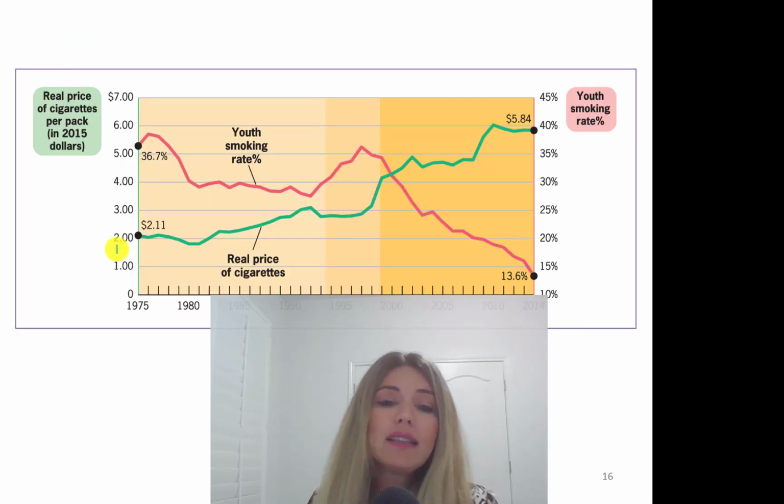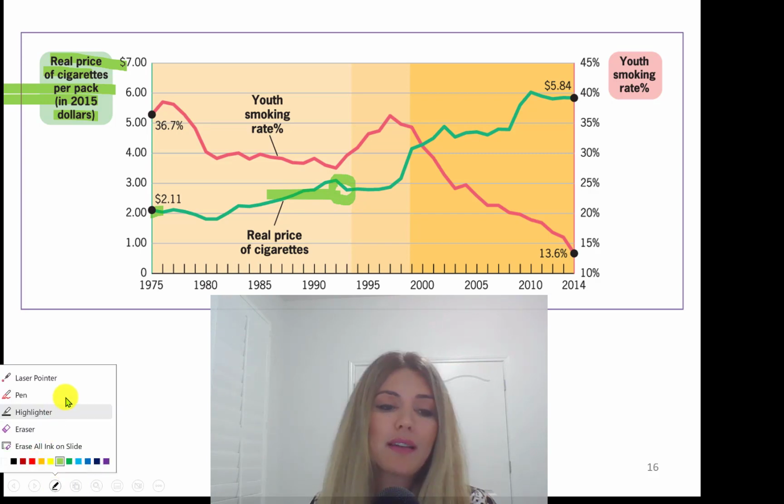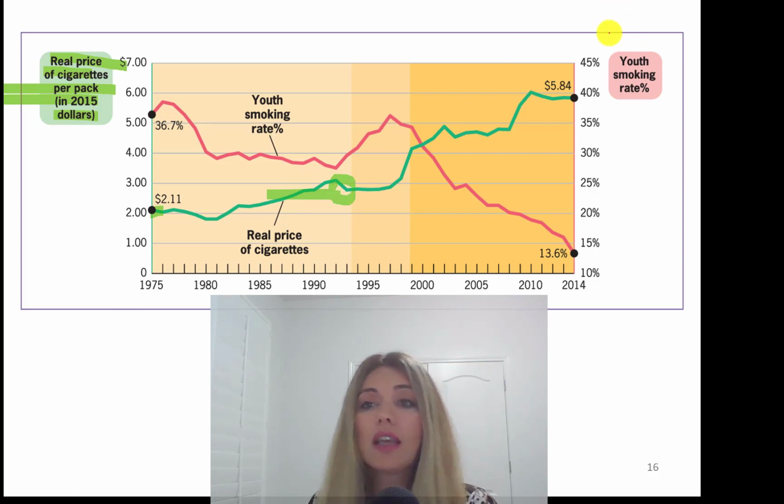Let's see. This green line is the real price of cigarettes per pack in 2015 dollars. Okay? So as I said, in 1993, there was a cigarette price war. Price of cigarettes went down. Okay? Sharp decline, April 1993. Youth smoking rate. What is the youth smoking rate? Percentage of high school students who smoked at least once a month. Okay? So as you can see, with this sharp decline in prices, the youth smoking rate is going up.